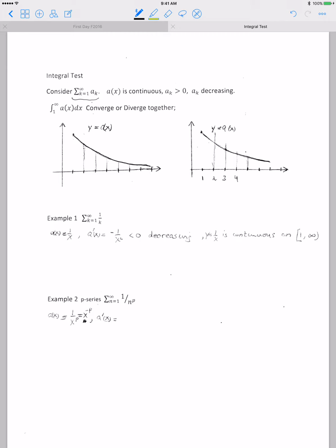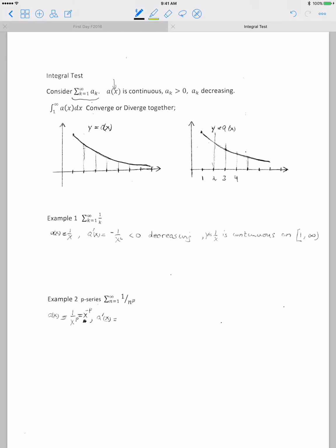Sum, this infinite series, and if we replace the index k with the variable x, we're going to have a continuous function a of x, and this is also going to be in increasing or decreasing terms. So for example, I've sketched a decreasing continuous function in each of the graphs below. So that's going to represent our function a of x. It's decreasing and continuous from 1 to infinity.